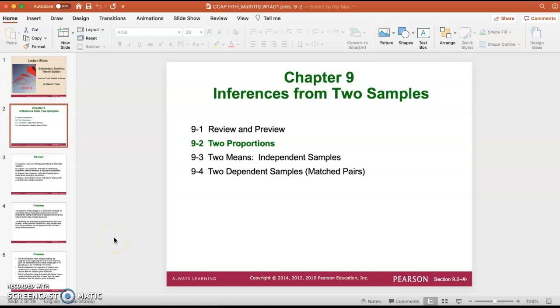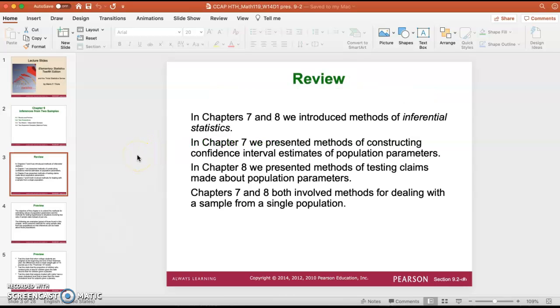Alright, hi there. So, I'm going to go over today chapter 9, and look at section 9-2. In this chapter we're going to be essentially looking at two proportions or two means, depending on the section. So, I want to start with just a little bit of recap.